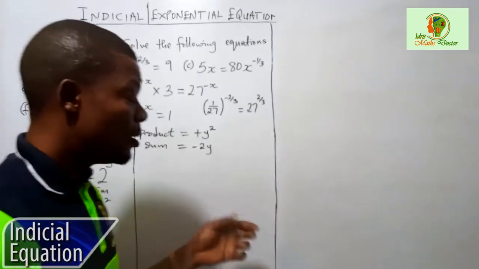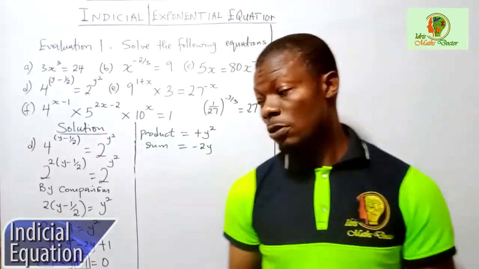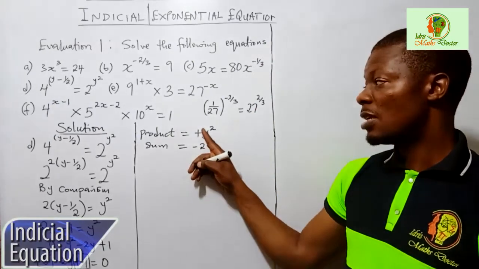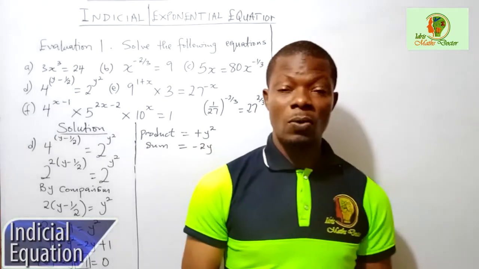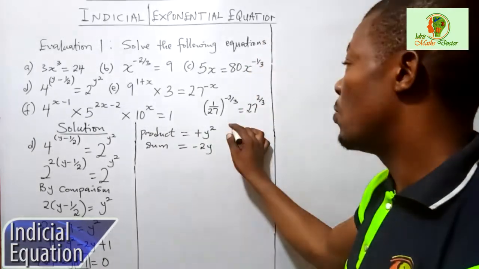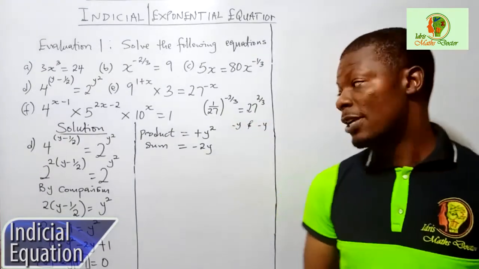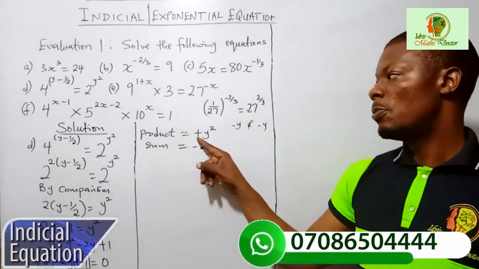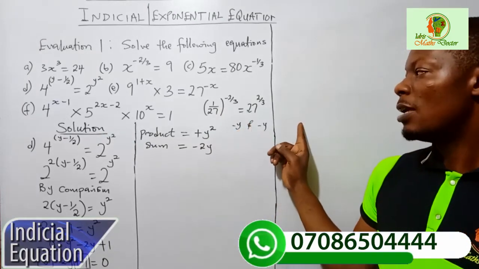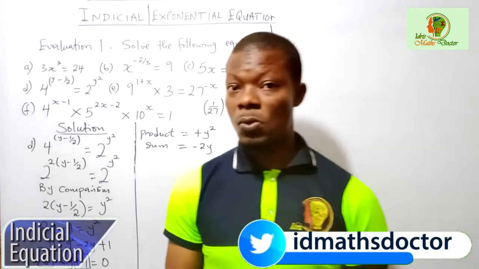Now, after obtaining the product and the sum, we think of two factors that, if you multiply, give us plus 1 y squared, and when you add, give us minus 2y. Without wasting time, they are minus y and minus y. If you multiply minus y by minus y, it gives you plus y squared. And if you add minus y plus minus y, that gives us minus 2y.